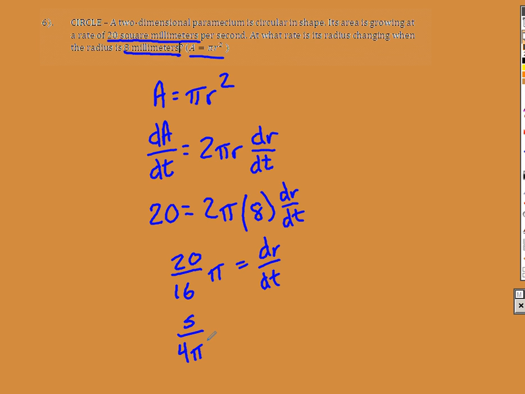My unit will be its radius over time. The radius is in millimeters. So millimeters per, in this case, second, is equal to dr/dt.